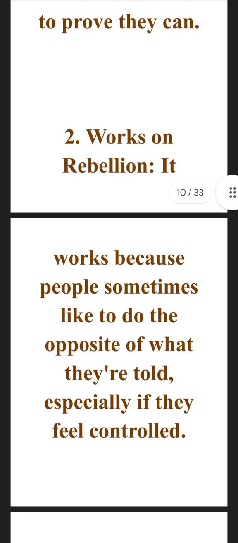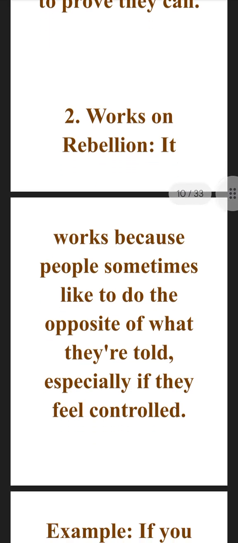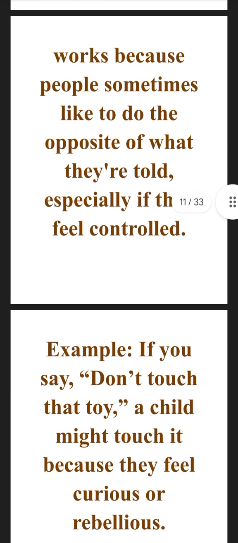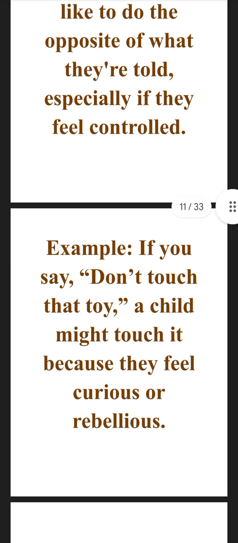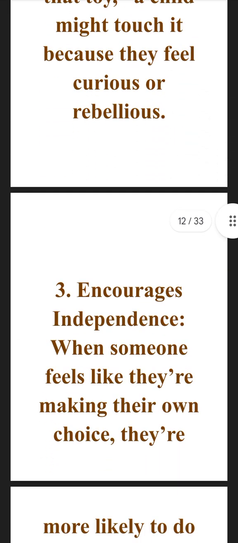Second, it works on rebellion. It works because people sometimes like to do the opposite of what they are told, especially if they feel controlled. Nobody wants to be controlled, everybody wants to be liberated and independent. For example, if you say don't touch that toy, a child might touch it because they feel curious or rebellious. So that's the reason.